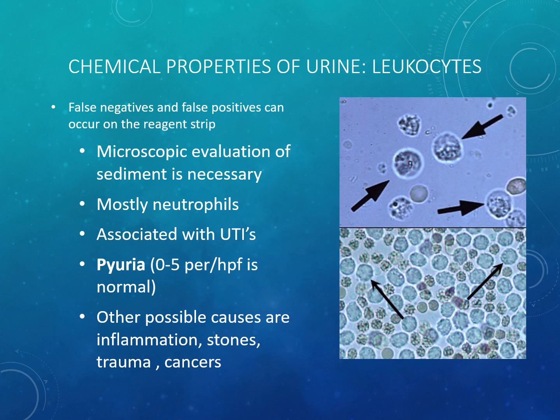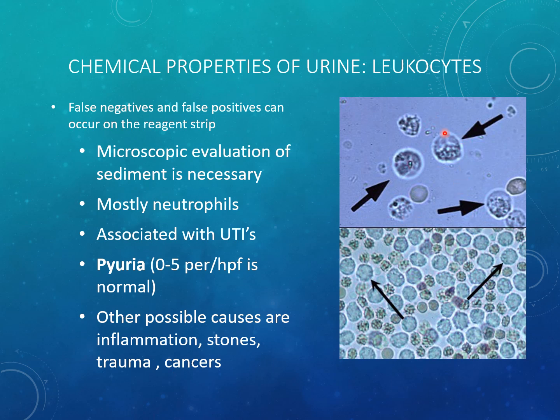Another spot on our reagent strip is for leukocytes, so specifically for white blood cells. The reagent strip is not considered very accurate for leukocytes, and you can get a lot of false negatives and false positives. So this is another one where we want to make sure we do the microscopic evaluation of the sediment. As you can see on the right, this is an unstained slide of urine, and these are white blood cells.